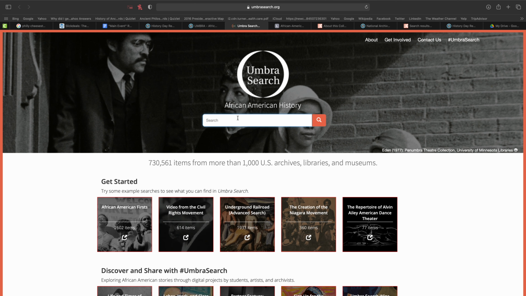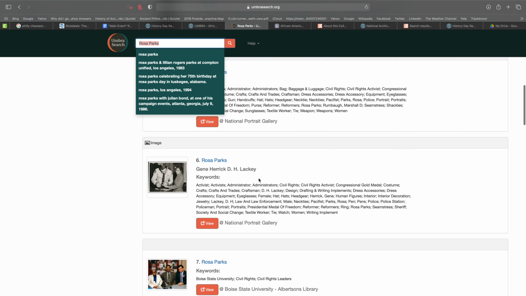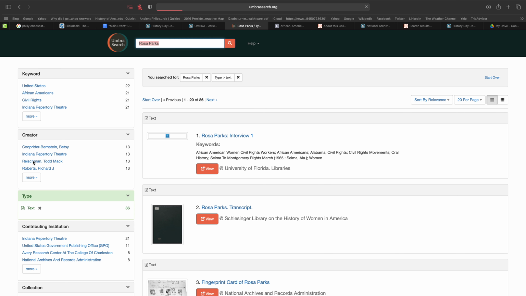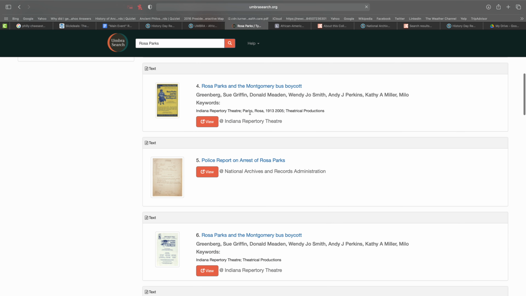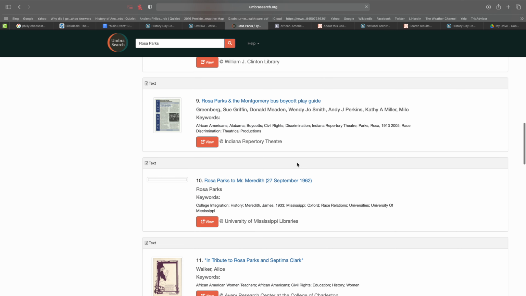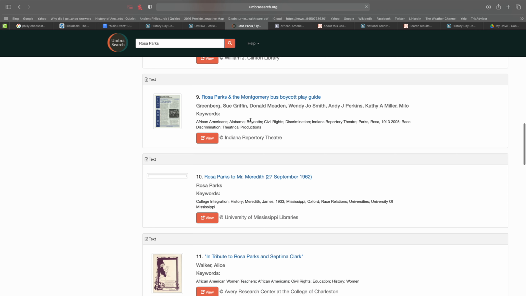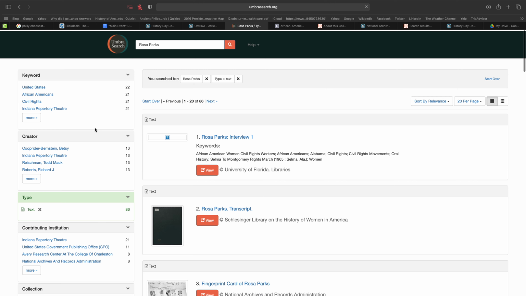This is also African American history, but this actually has stuff you care about. So Rosa Parks. Right. So here it has a lot of pictures. It has a few other things, like text. So you can talk, like here's an interview she gave. Here's a fingerprint card of Rosa Parks. Here's a sign talking, like a play that was made about it. The police report on her arrest. I think it has her obituary here. So the play guide too. So this is kind of interesting. So you can find things like that.